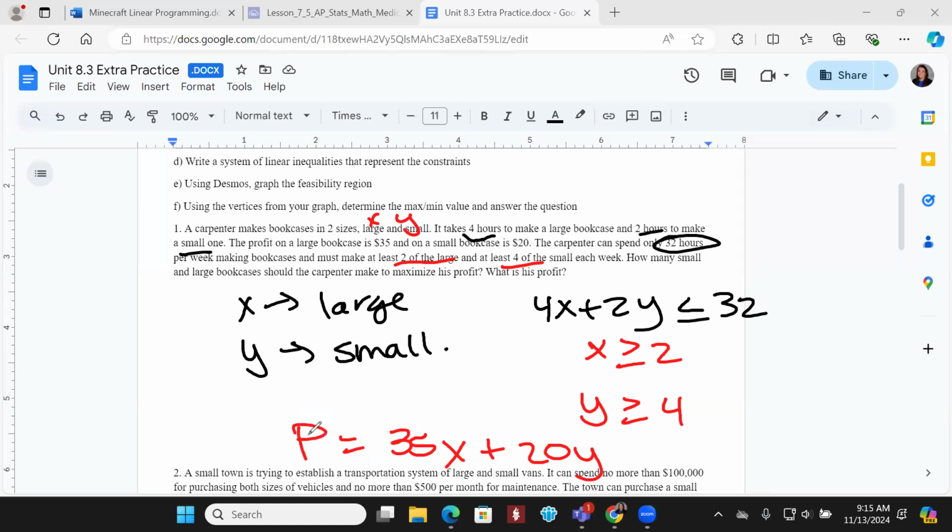Now you've got to figure out what the vertices are. So now you've got to graph them. So go graph it.